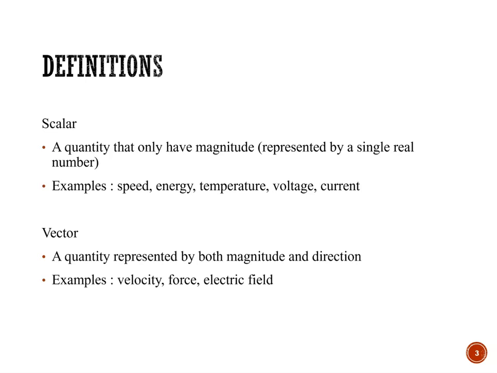Now, what is scalar and what is vector? A scalar is a quantity that only has magnitude, which is represented by a single real number. So the examples of scalar are speed, energy, temperature, voltage, and current. Notice that all these examples don't have any direction. A vector, on the other hand, is a quantity represented by both magnitude and direction. So the examples of vectors are velocity, force, and electric field.